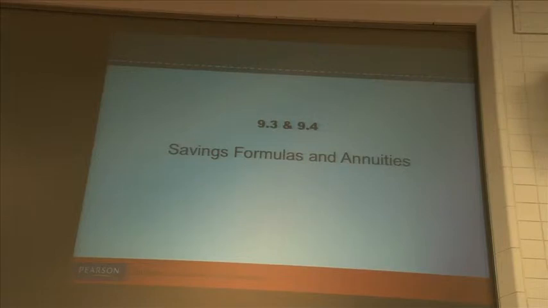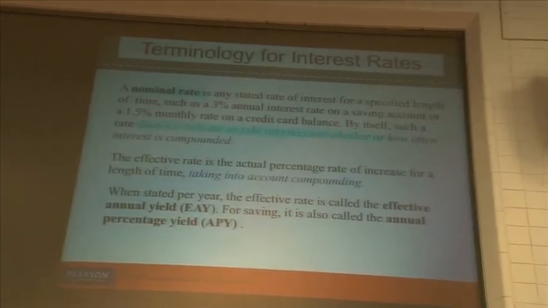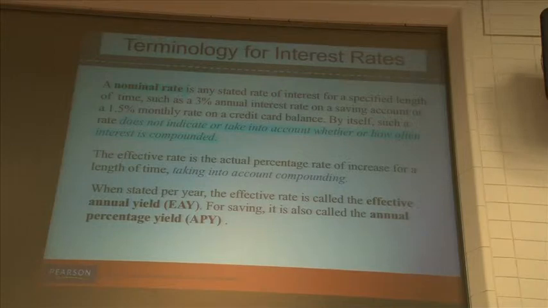So, lecture 18, we're talking about savings formulas and annuities. Some terminology we need to know. Typically, we have what's called a nominal rate, or a nominal interest rate. The key thing about nominal rates is it does not indicate or take into account the compounded interest. It's just a straight up interest rate.